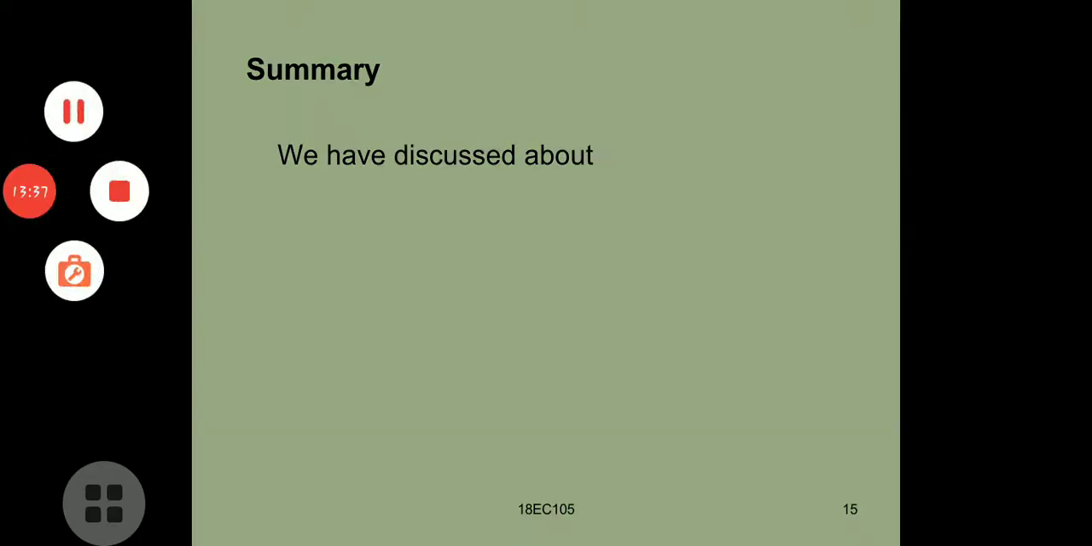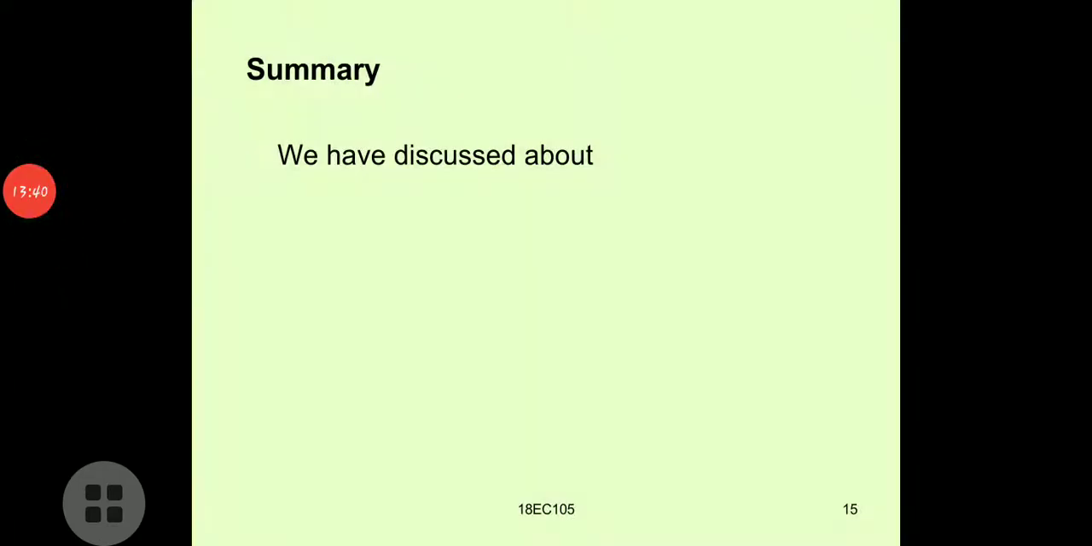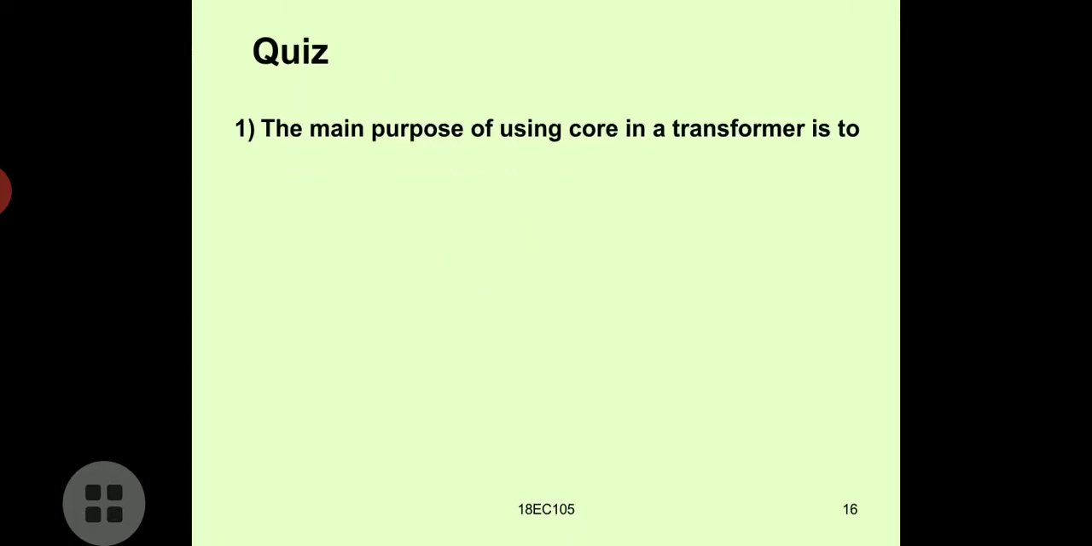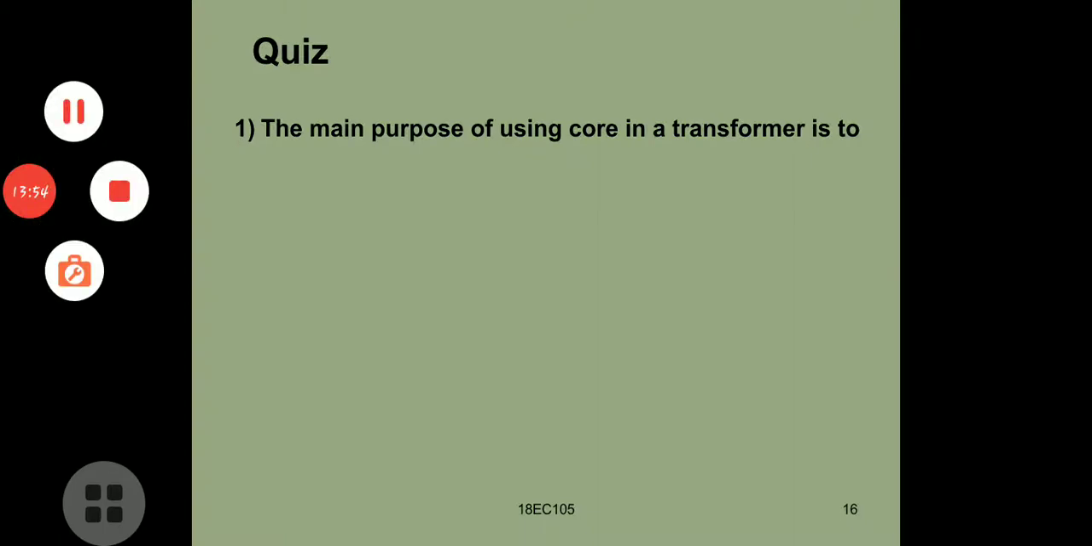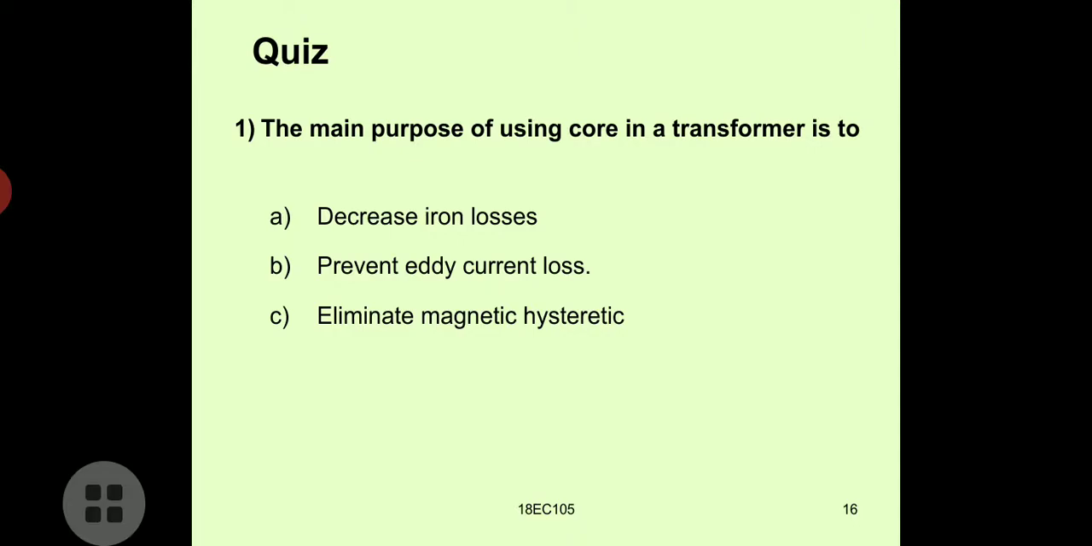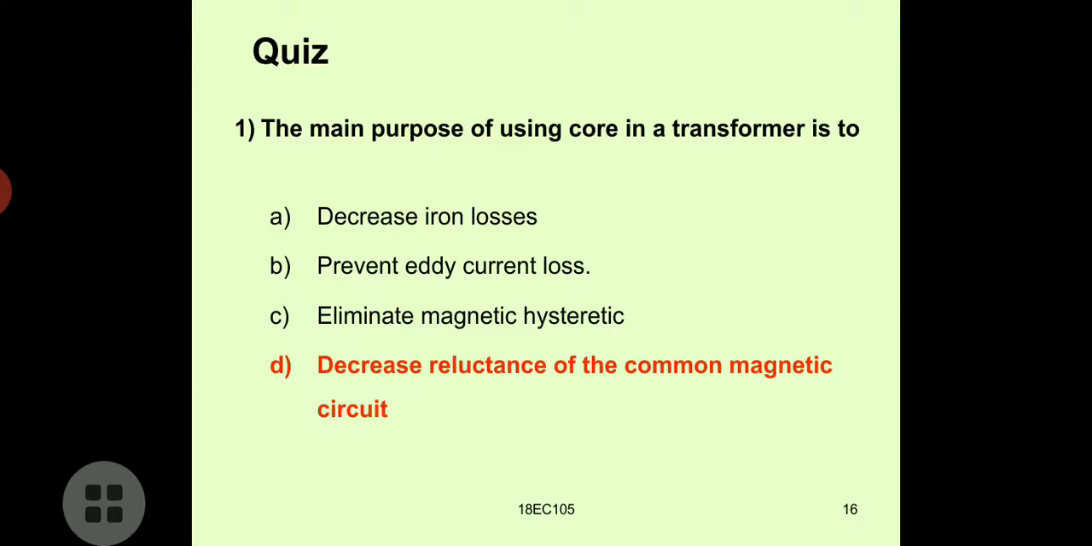So till now, let us conclude and see what we have discussed so far in this summary. We have discussed the different types of core materials that are used at different frequencies. And let us have a small quiz to check our memory. The main purpose of using a core in a transformer is to: one, decrease iron losses, prevent eddy current losses, eliminate magnetic hysteresis, or decrease the reluctance of the common magnetic circuit. What is the main purpose of using a core? It is to decrease the reluctance of the common magnetic circuit.